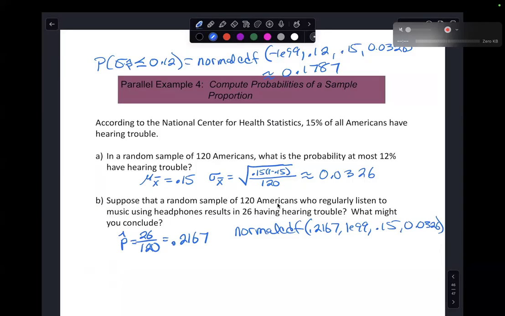So we're looking for that probability, and that's going to tell us if this is unusual. My upper bound 1E99, 0.15, and so with this one, I got a probability of approximately 2%. So this is unusual.